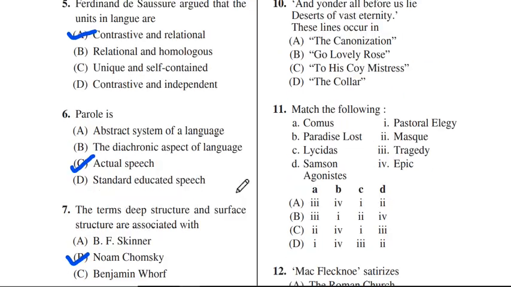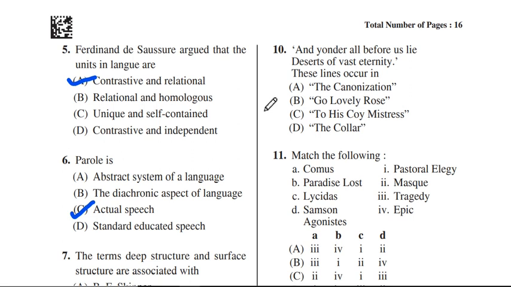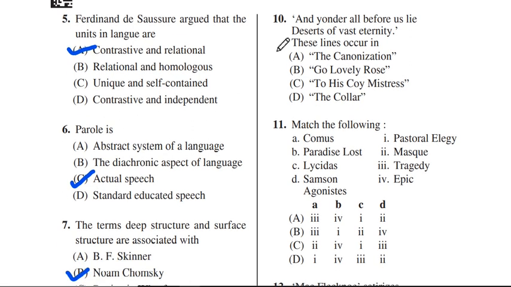Next one, tenth one: and yonder all before us lie, deserts of vast eternity. These lines occur in. Options are The Canonization, Go Lovely Rose, To His Coy Mistress, The Collar. So for this, the correct answer is To His Coy Mistress.